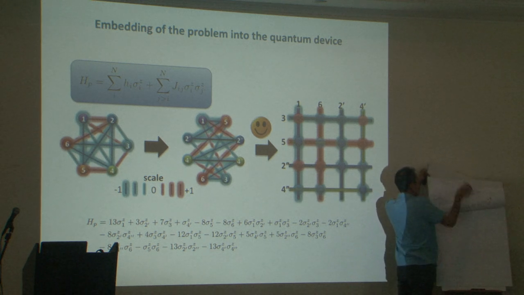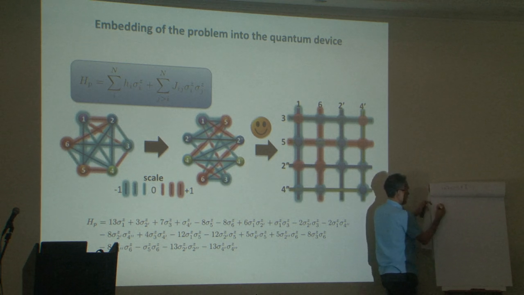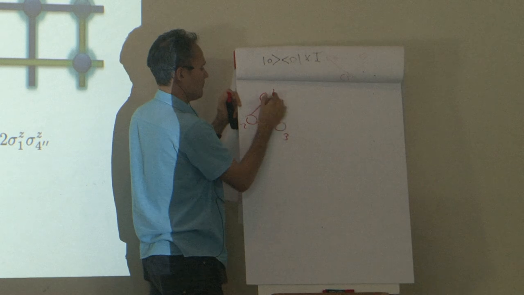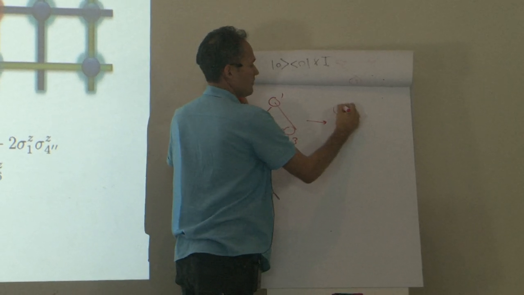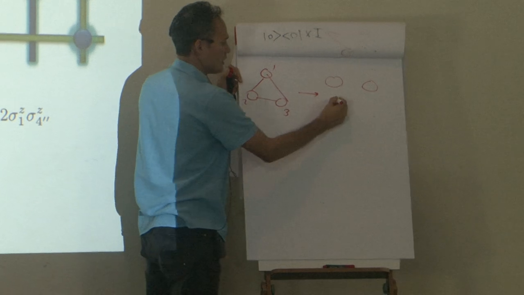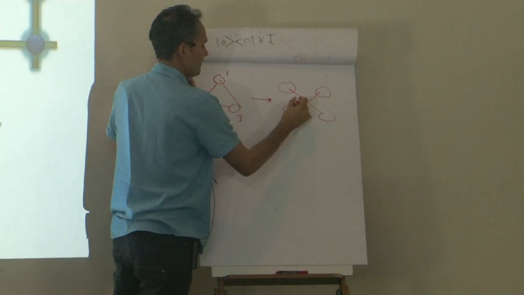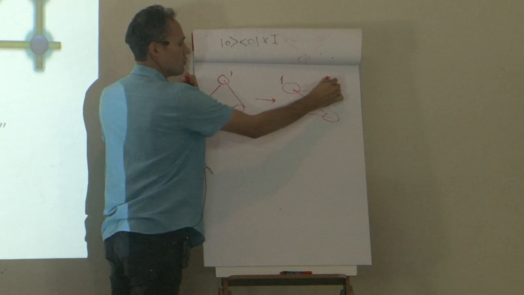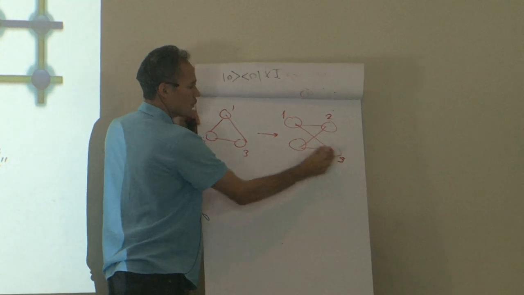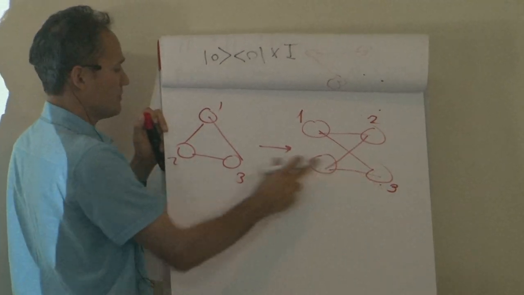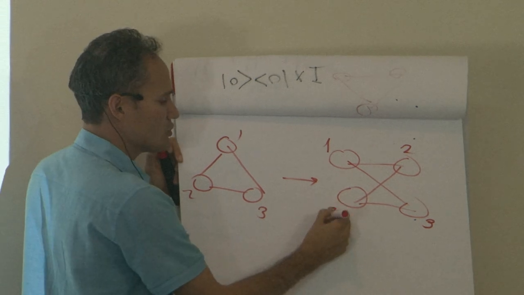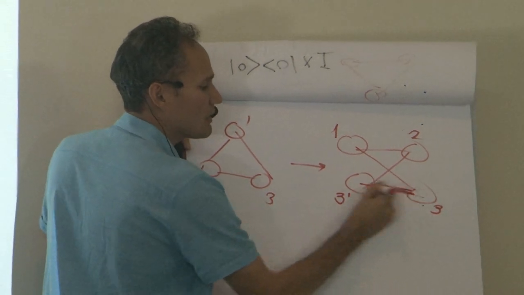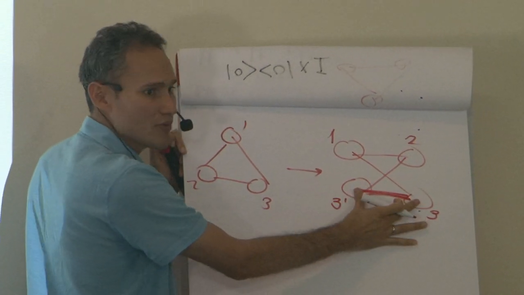Basically, if you have variables 1, 2, and 3, as I said, there is no way in this graph that you can have everybody happy. So 1 can talk to 2, okay, that's fine. 1 can talk to 3, okay. But now 2 cannot talk to 3. So there's no way. What you do is you replicate 3, you call it 3 prime, and then you add a very strong ferromagnetic coupler here in such a way that this is just one variable.